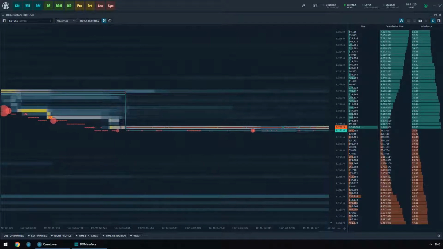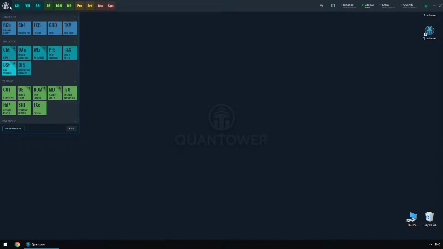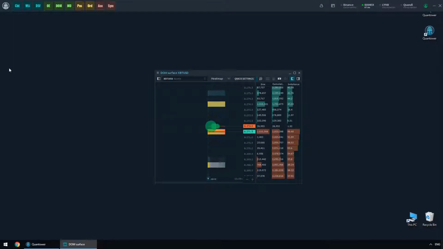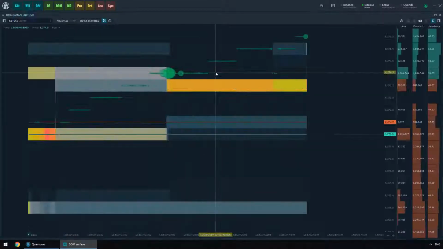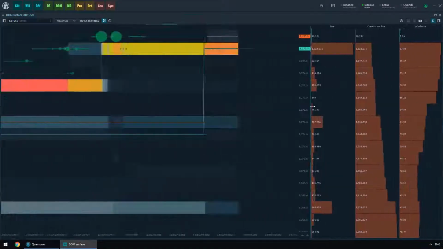But first things first. To enable the panel, go to the Analytics group in the main menu of the terminal and click on the DSF icon. The DOM Surface panel will be opened with the default settings.